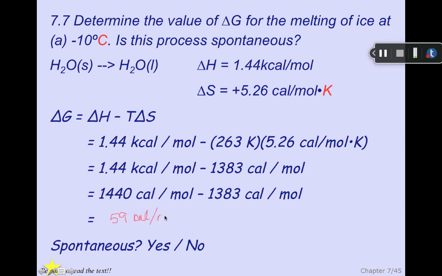So, is this process spontaneous or not? Well, remember this is delta G we just calculated, and delta G always determines whether something is spontaneous. If the value is positive, the process is not spontaneous. Well, that makes sense. At minus 10 Celsius, does water melt spontaneously? I don't think so. It needs to be warmer.